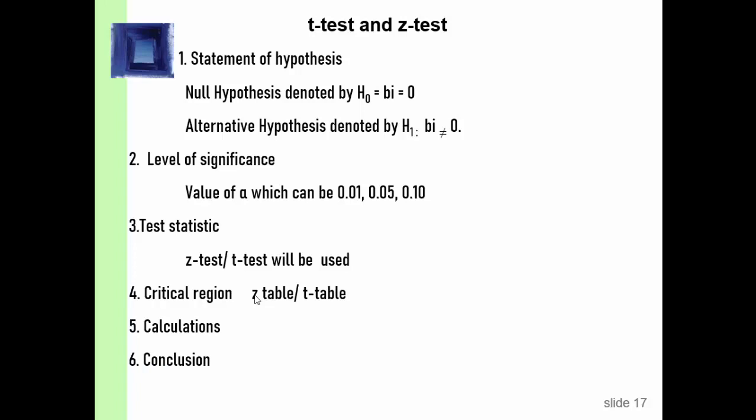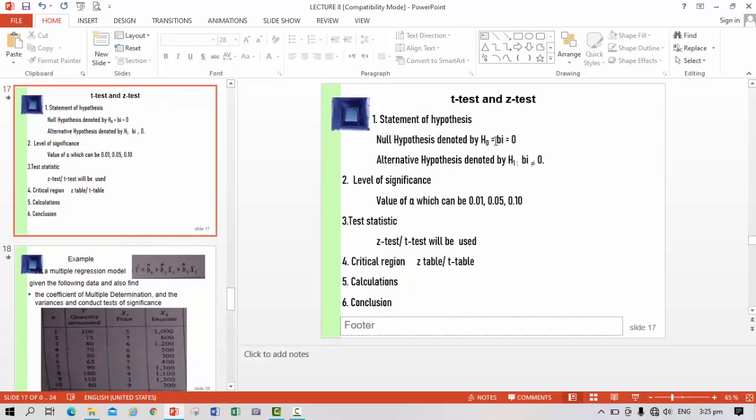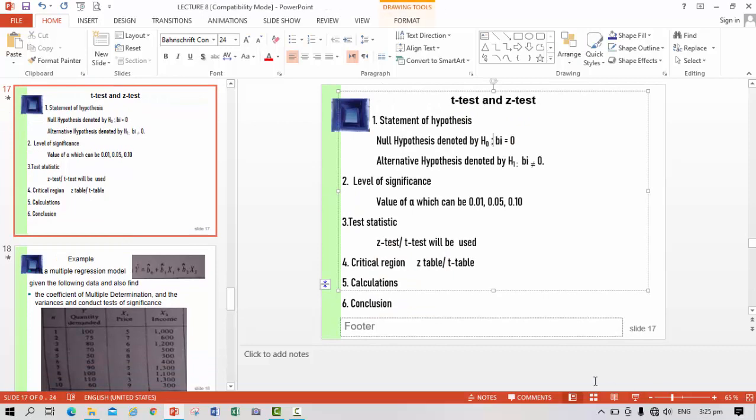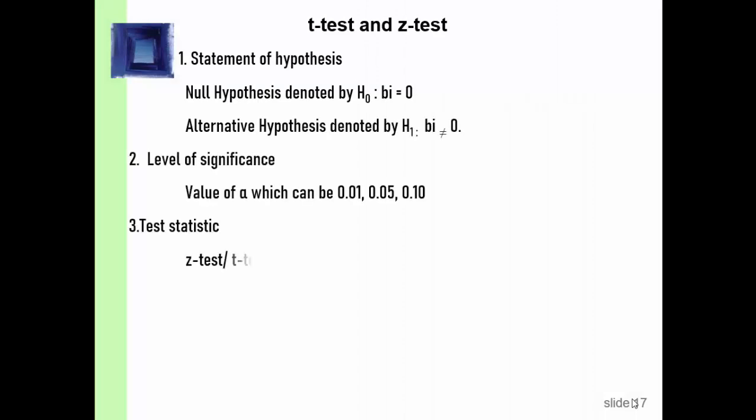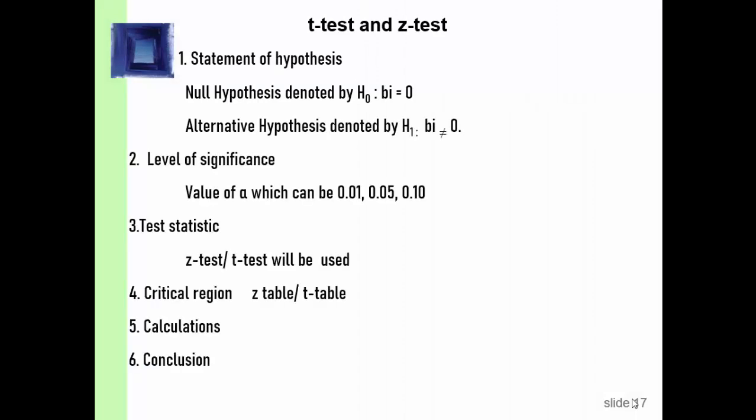For both the tests, we have a 6-step procedure. First, we state the null hypothesis denoted by H0: beta i is equal to 0 against the alternative H1: beta i hat is not equal to 0. The next step is the level of significance. Here we fix the level of significance, the percentage of surety, the probability of surety: 0.01, 0.05, 0.1. These are different levels of significance which are used.